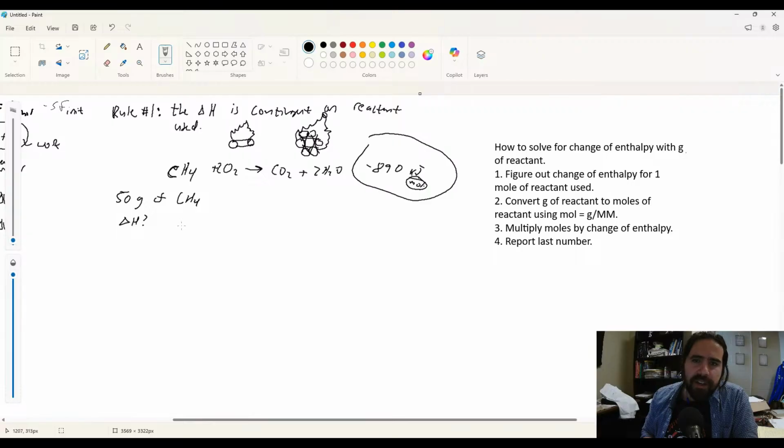That's great. So next thing we got to do is convert. Let me do a little check mark because it's fun to do a check mark. Number 2, we're going to convert grams of reactant to moles of reactant, using moles equals grams over molar mass. We're looking for moles here, so we'll do 50 grams divided by the molecular mass of methane, which is 12 plus 4, which is 16. So that's 50 divided by 16, which should be 3.125.